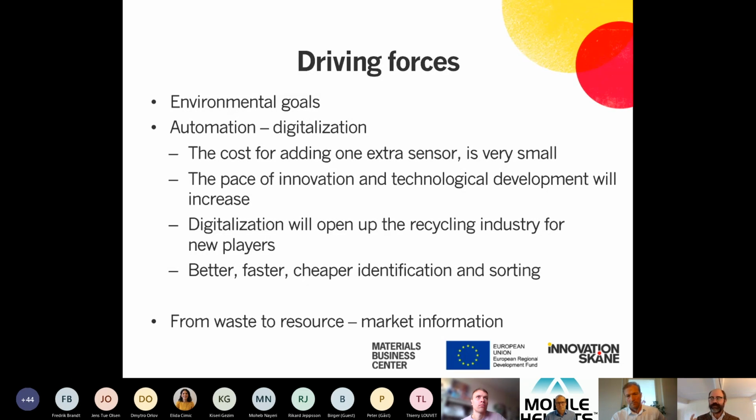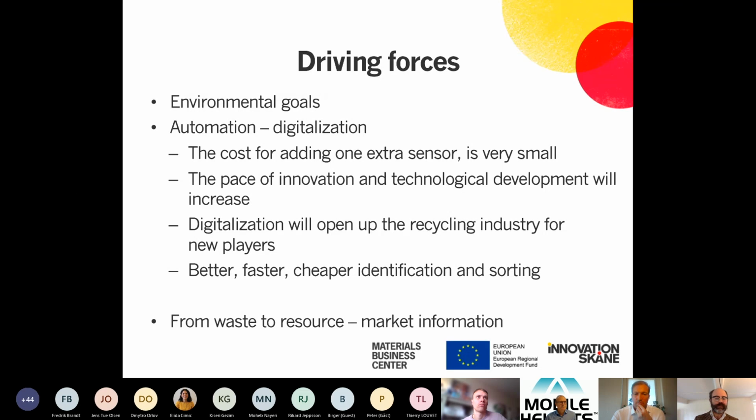And the initial investment for automating is of course substantial, but once you've done it, the cost of adding one more sensor to improve your sorting, or to include extra sensors for new materials, is pretty low. And of course, as with everything with digitalization, the pace of innovation will increase. And this also means that there will be new players coming into the market. I guess a couple of years ago, not many people in recycling were talking about machine learning, but they're interested now. And all this will lead to better and faster and cheaper identification and sorting.